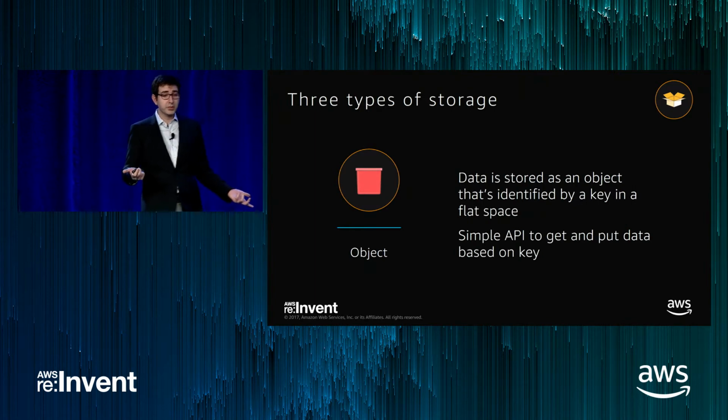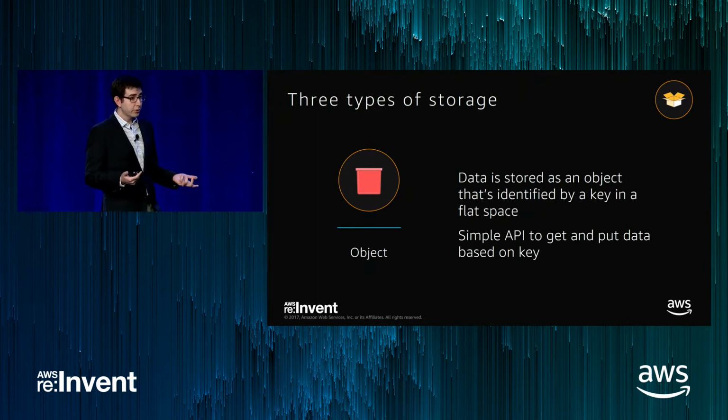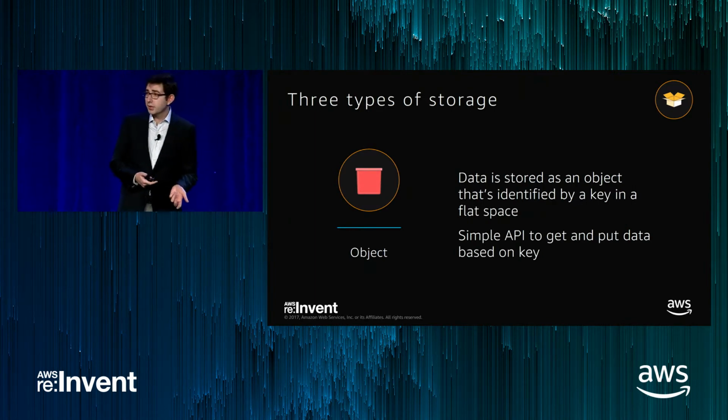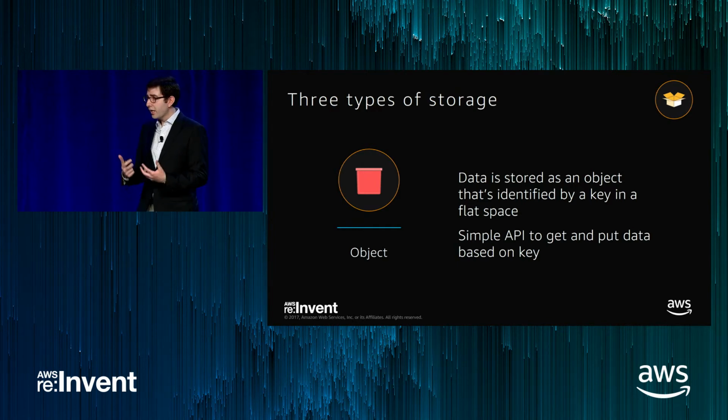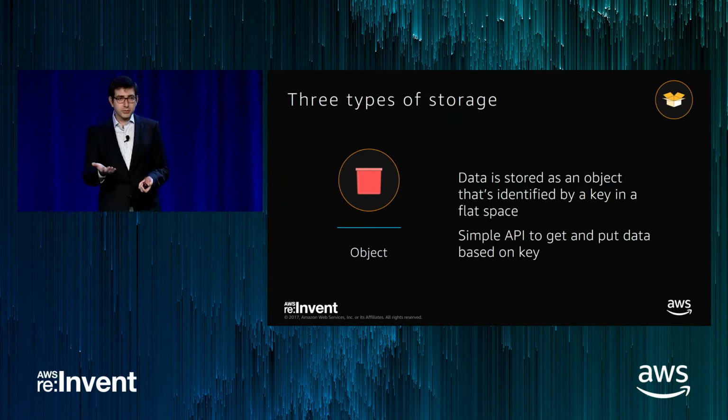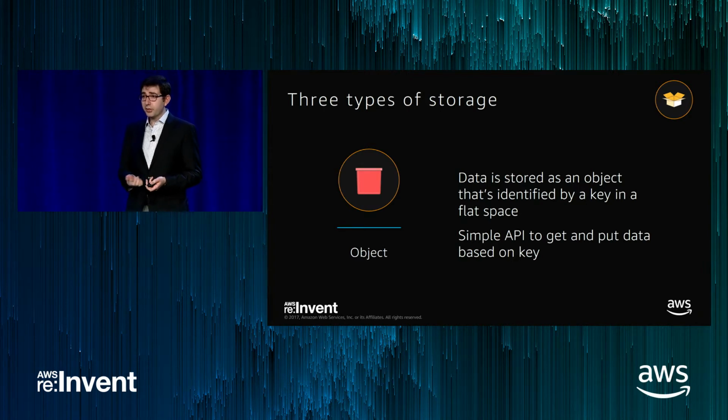And then finally, there's object storage, where your data is stored in a container called an object, and each object is identified by a unique key, and your objects are stored in a flat hierarchy. In other words, there's not a hierarchical structure behind it. And object storage provides a super simple API for putting data and getting data, and commonly that API is called over the internet.